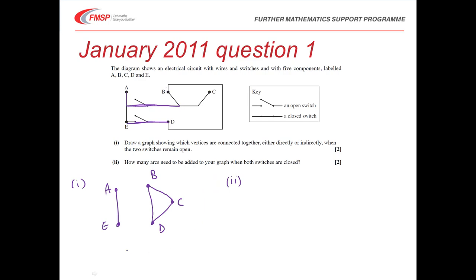Now I perhaps wouldn't do this in the examination, but just to make it clear to you, this is what we're doing. We're saying A can be connected to B, A can be connected to C, and A can be connected to D. When the switches are closed, those connections will exist. Same here. E to B, E to C, and E to D. In other words, the possible new connections are A to B, A to C, A to D, and E to B, E to C, and E to D. Well, that means 6 arcs need to be added.